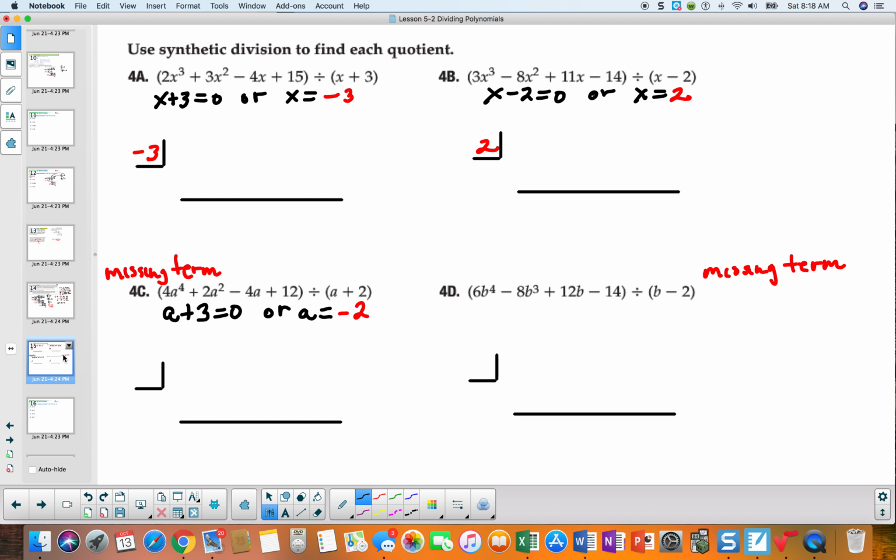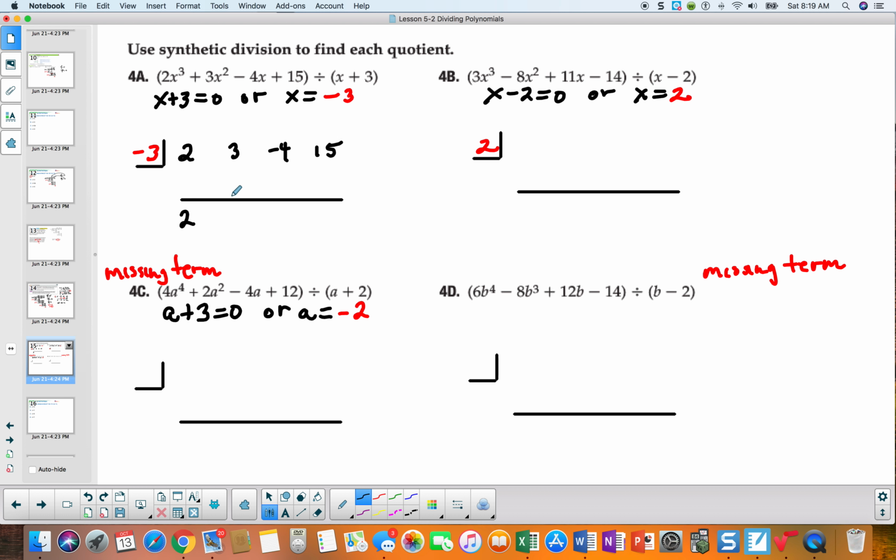Let's go ahead and practice again. So here's my divisor, and I'm going to find what x is equal to, and what x is equal to is going to be the divisor in synthetic division. I'm going to rewrite this in only its coefficients, 2, 3, negative 4, 15. I'm going to bring down this first number, and that's going to be the first part of my answer.